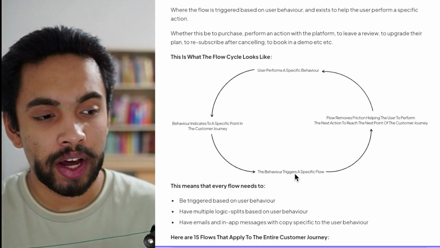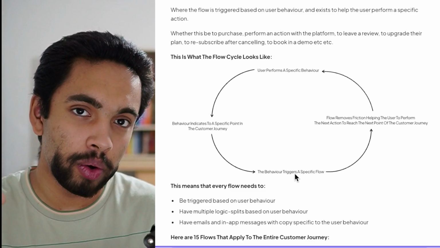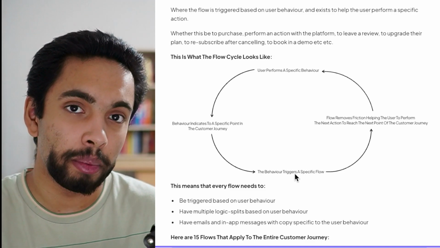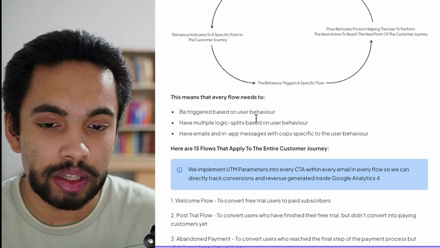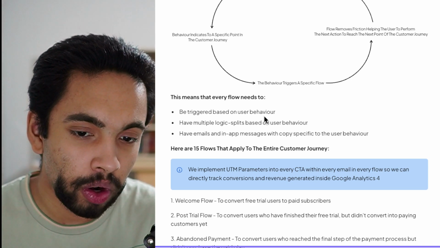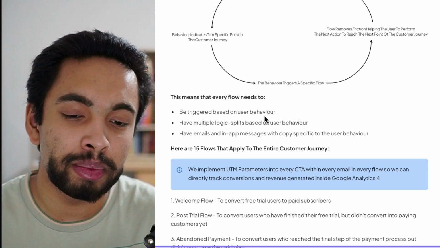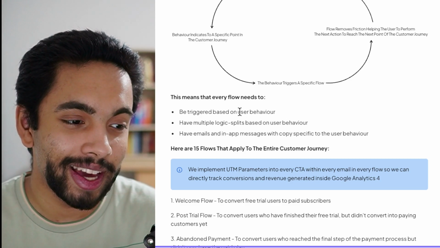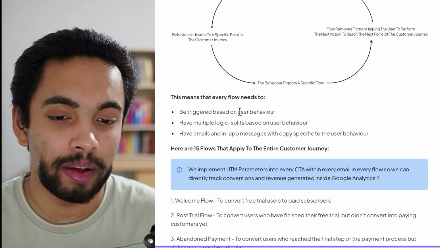And hopefully you can already tell that within the structure, there can't be any gaps in the customer journey or gaps in the flows, because otherwise the flow will stop at that point and stop being effective after that point. So based off of this, every single flow needs to be based on user behavior. It needs to have multiple logic splits based on user behavior, and it needs to have emails and in-app messages with copy specific to user behavior. So you can see a huge emphasis here on everything being related to the user's behavior within the platform.